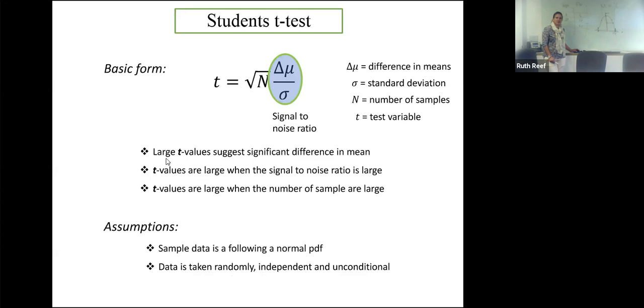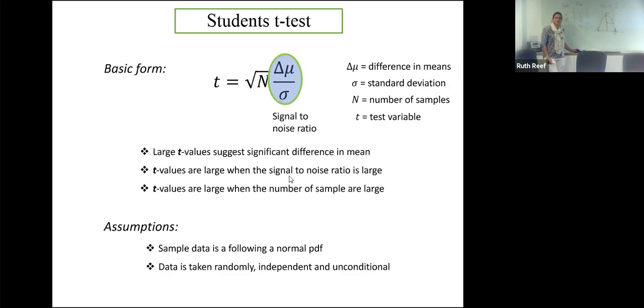As t-values get larger, we are suggesting a significant difference in mean, because t-values get larger for a few reasons. If we look mathematically, we have the delta mu at the top. This is a bigger number, so a bigger t suggests a bigger difference in the means. Our means are further apart, suggesting the true difference between those two populations, and this is what we're after.